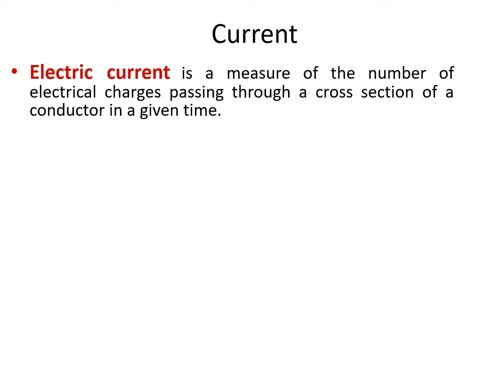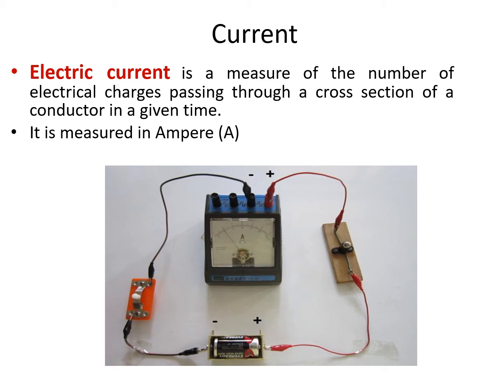Current is a measure of the number of electrical charges passing through a cross-section of a conductor in a given time. It is measured in ampere, which has a symbol of capital letter A. How is current measured? Current is measured using an ammeter.